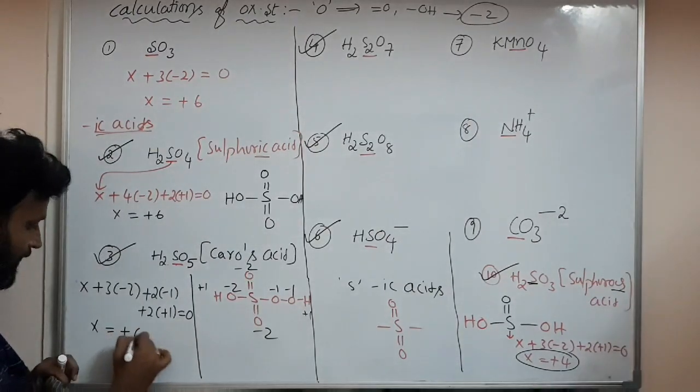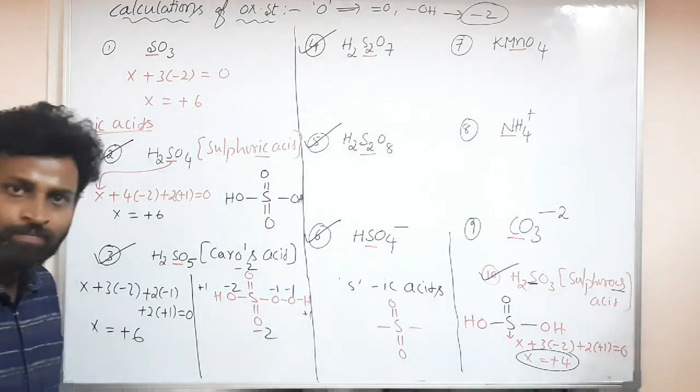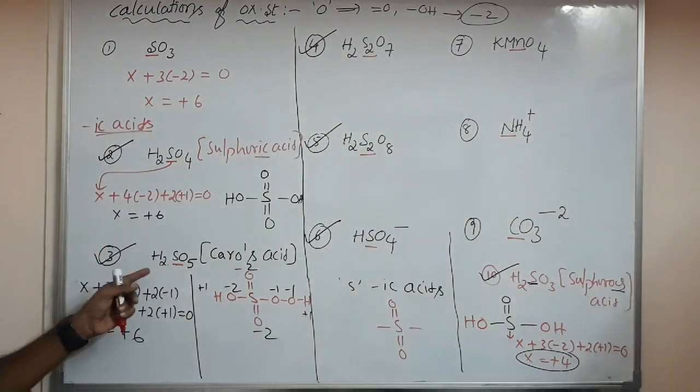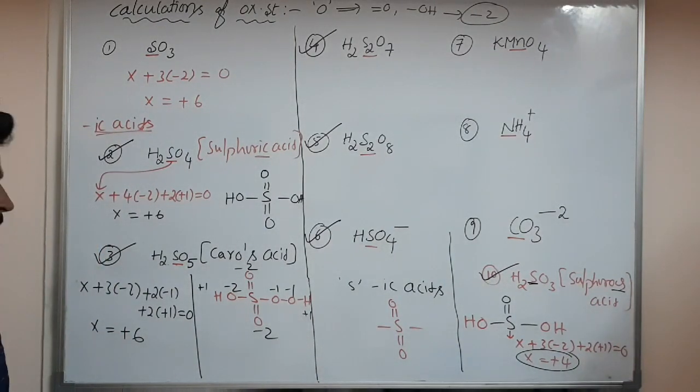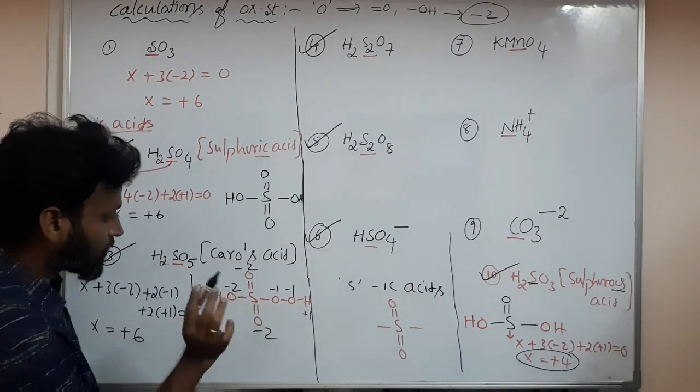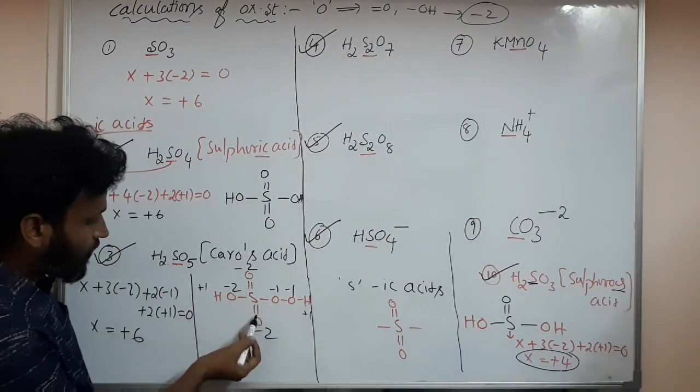Then x equals +6 you are having. Understood, sir? So this is the oxidation state of H2SO5. See here, sulfur has 6 bonds or not? Let's see. Double bond O, double bond.